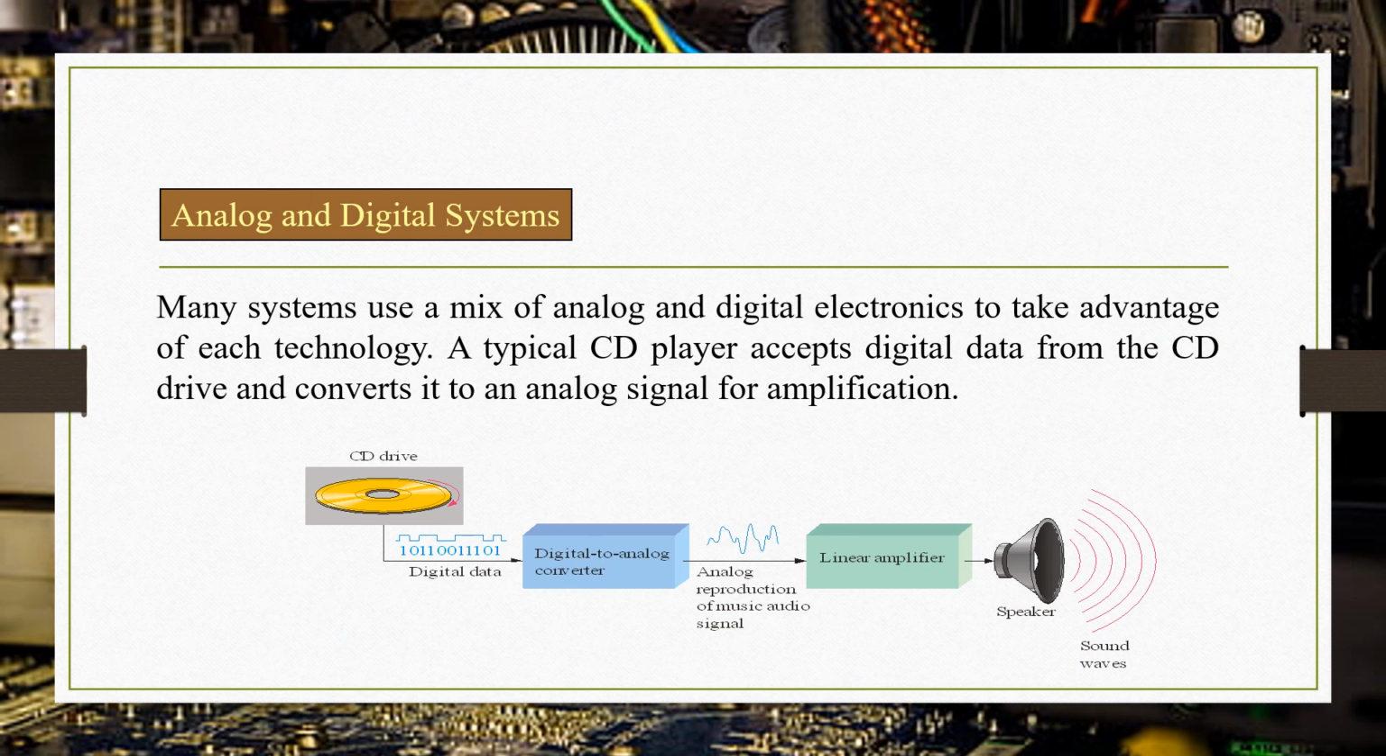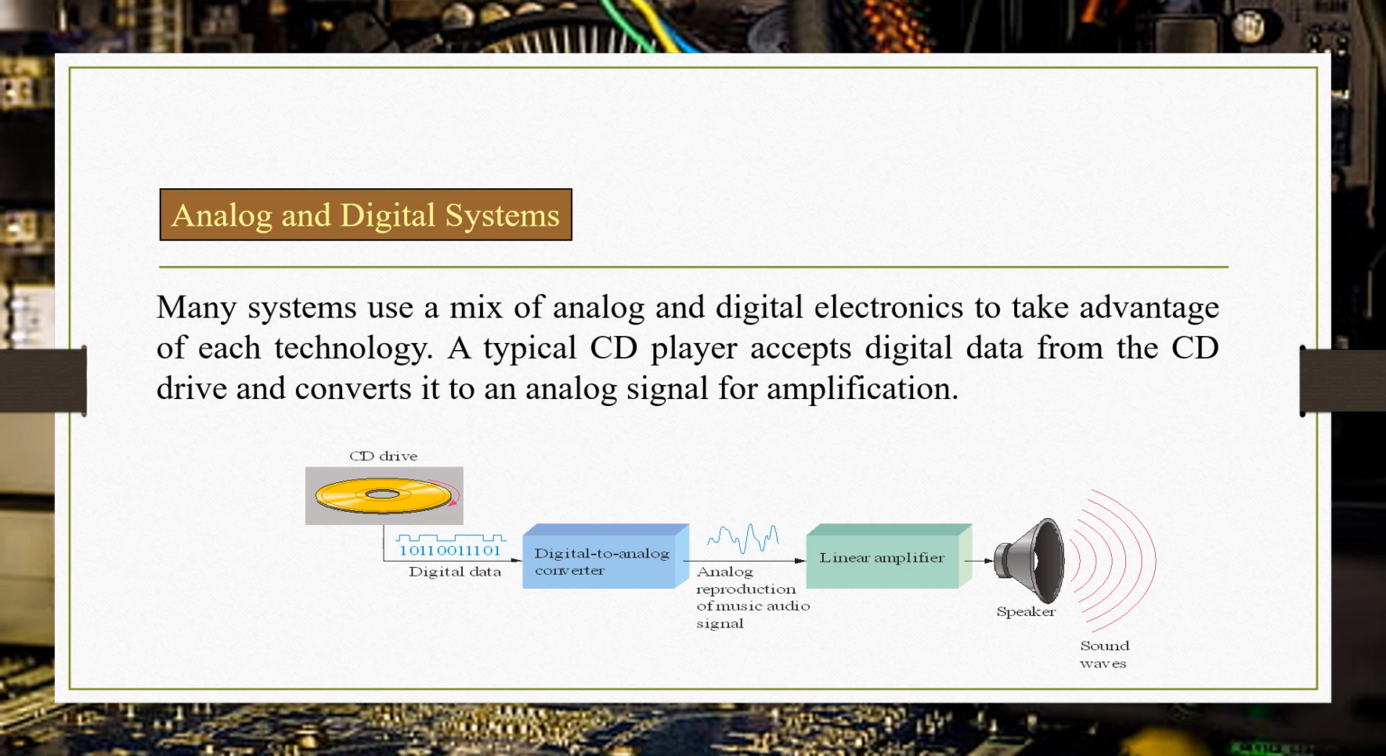So now we know the analog and digital systems. Many systems use a mix of analog and digital electronics to take advantage of both technologies. For example, if you want to hear the music stored on a CD drive, the sound waves are in the analog format and the data stored on the CD drive is in the digital format. So we need to convert this digital data to analog data, right?